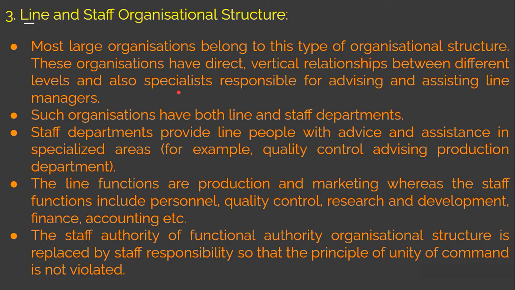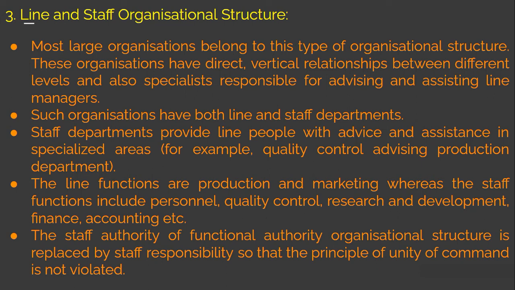Now we'll move towards the third type of organization structure in the traditional theory of the organization, that is the line and staff organization structure. Most of the large scale organizations belong to this type of organization structure, where the organization has direct vertical relationships between different levels, and the specialist is also responsible for advising and assisting line managers. So this kind of organization has both line and staff departments. Staff departments provide line people with advice and assistance in specialized areas.